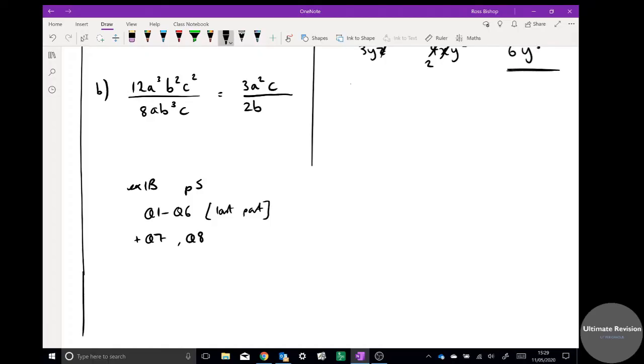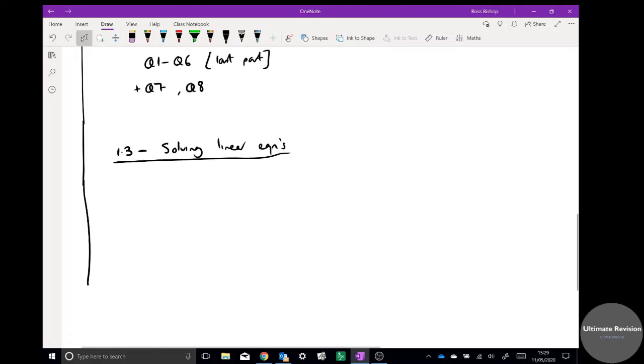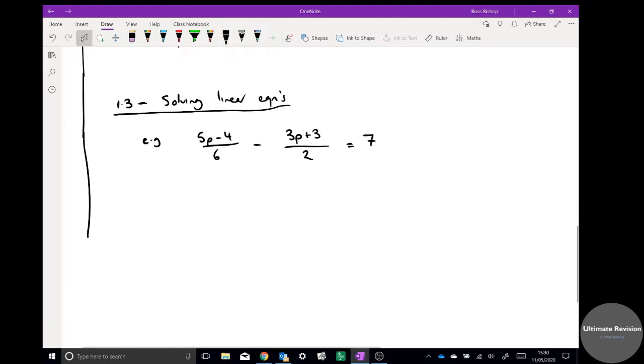Okay, and moving on to 1.3. That's 1.2. 1.3 is solving linear equations. This is all a bit of a recap, guys, hopefully. And again, I'm going to look at an example straight in. So 5p1. Solve this equation. Okay, so solve that equation. Again, I want you to pause the video, have a go at solving that. I'm going to reveal the answer shortly.